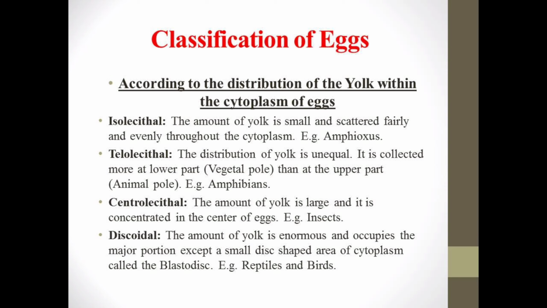Now the last type of the egg that is present under this basis of classification is discoidal egg, which will have an enormous amount of the yolk occupied within the cytoplasm, except the area known as the blastodisc, which is basically a yolk free area, and for the examples you can note down the reptiles or the birds.